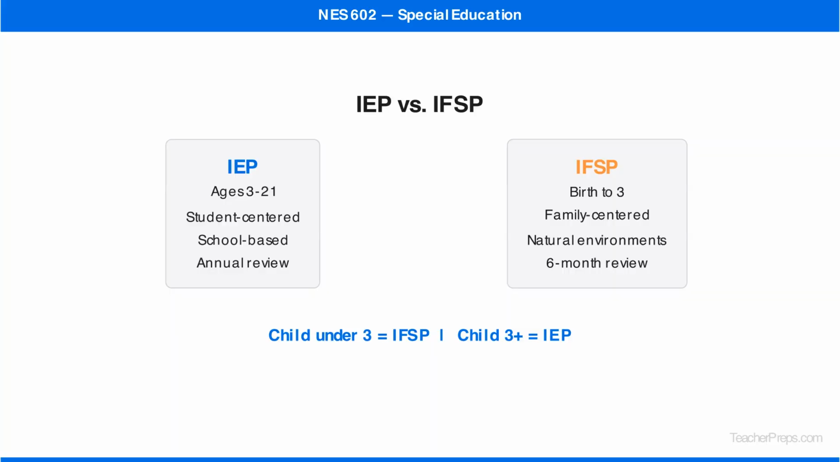When a child on an IFSP turns 3, there must be a transition plan to move from Part C early intervention services to Part B school-age services. On test day, if the question involves a child under 3, think IFSP. If the child is 3 or older, think IEP.